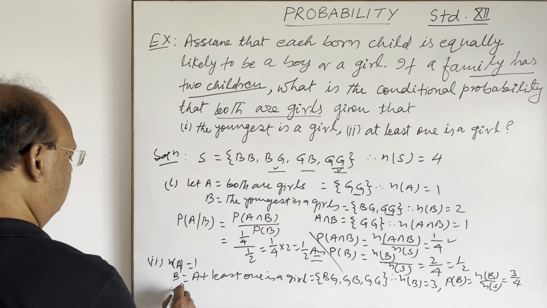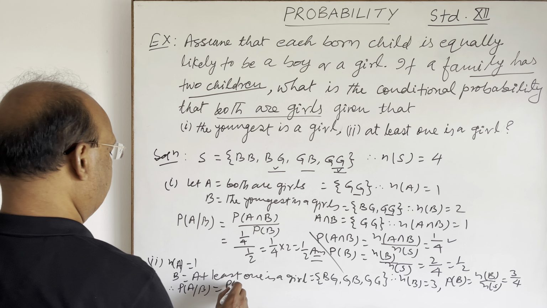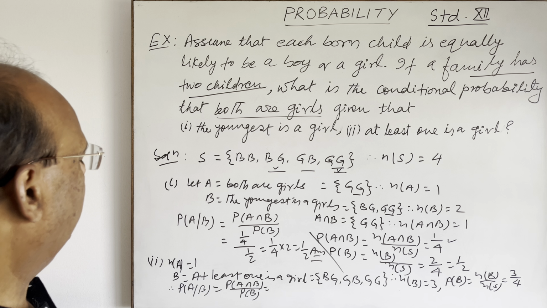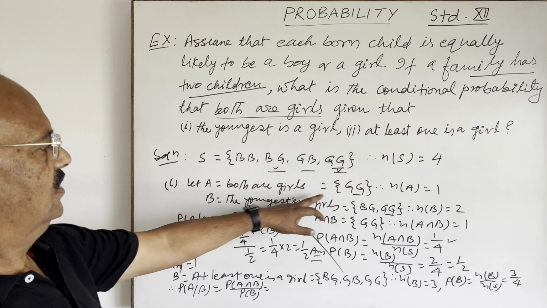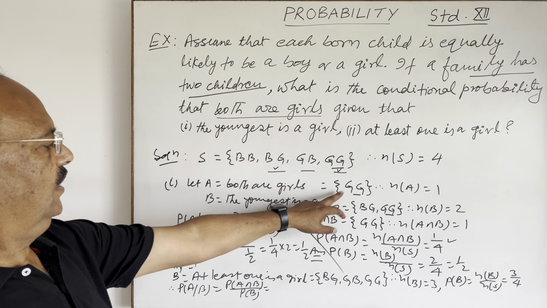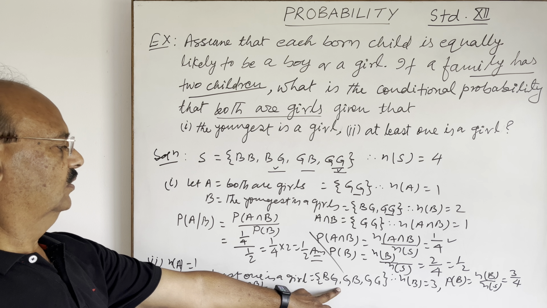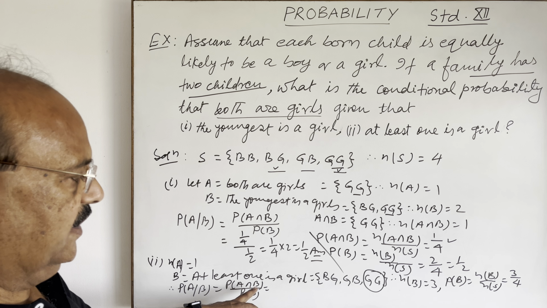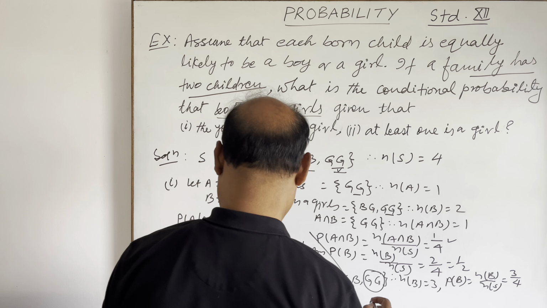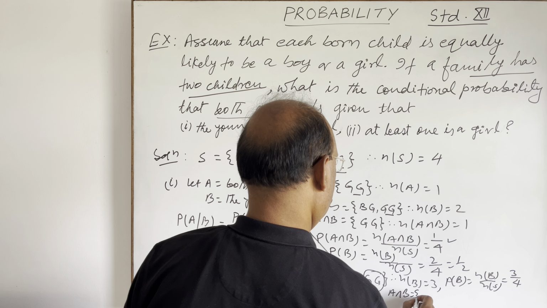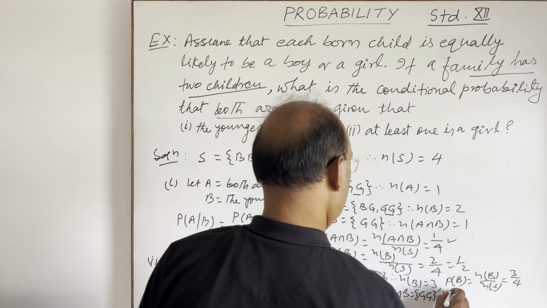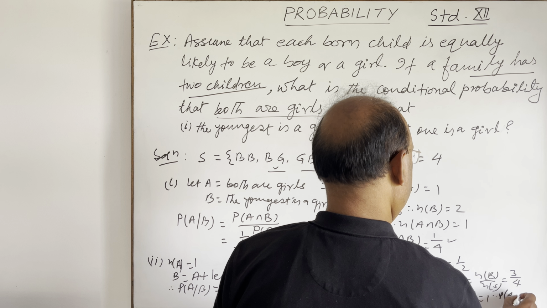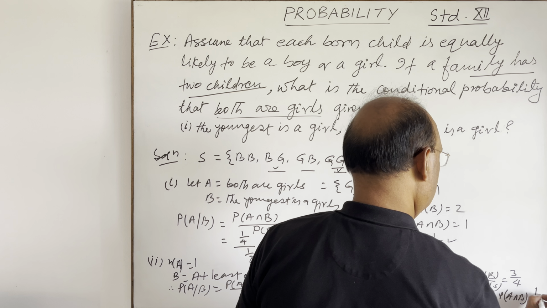So now we have to find out probability of A given B. This is probability of A intersection B divided by probability of B. And probability of A intersection B: this is event A and this is event B. So this one is common in A intersection B. A intersection B consists of only this element, so therefore n(A intersection B) is equal to 1, and therefore probability of A intersection B is equal to 1 by 4.